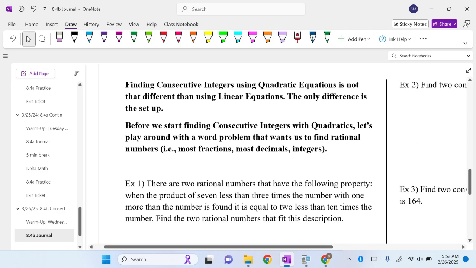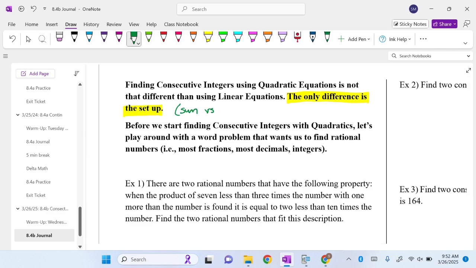So on the next page, like I said, finding consecutive integers with quadratics is not that different than when we were finding consecutive integers with linear equations. The only difference is their actual setup. And by setup, I mean it's literally the difference between sum versus product. Or in other words, addition versus multiplication. That's the difference. Quadratics typically multiplication, linears typically addition when you're dealing with it in terms of finding these consecutive integers.